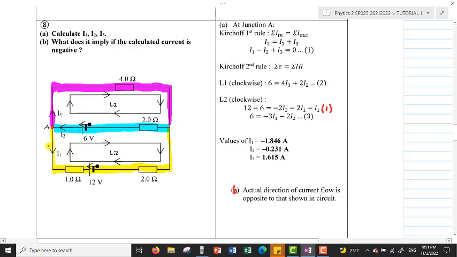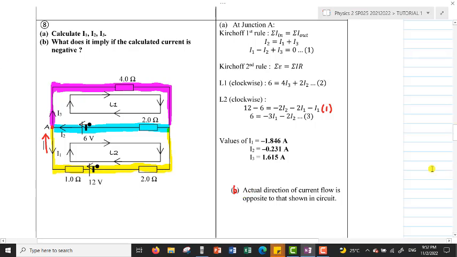So if we refer to the current I1, the current I1 shown in the circuit flows out from the junction, but when we get a negative value, it means that the current I1 should actually flow into the junction. The actual direction of the current flow should be opposite to that shown in the circuit. This is what we mean by the negative sign we obtain in our final answer.